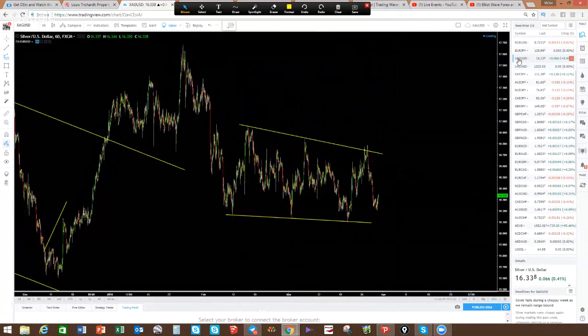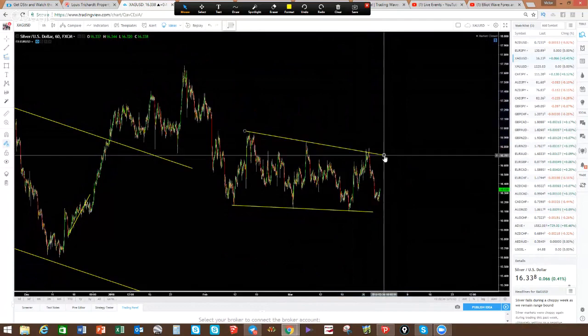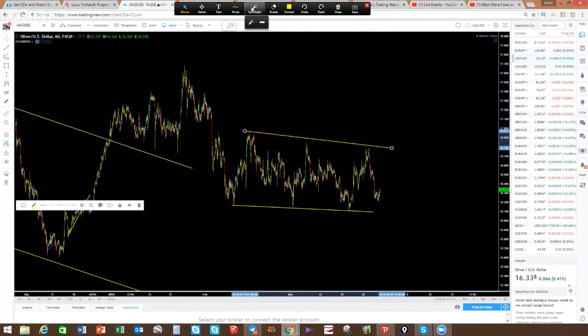All right, so that's silver. If you look at silver, it's making what looks like a V pattern for a move up, but it's just a sideways move. So very interesting on silver. You've got an impulsive move down, and look what is happening here.